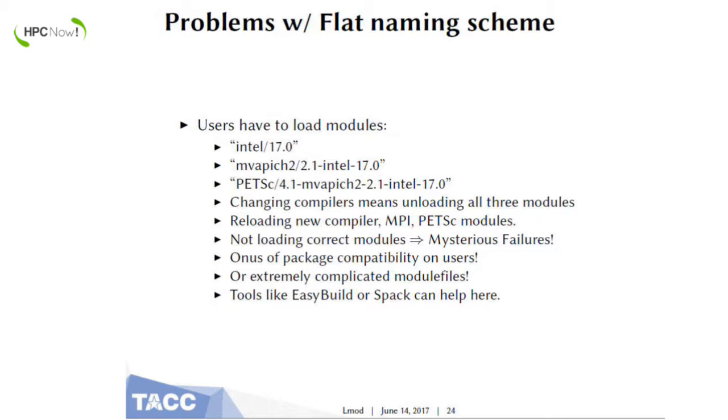With a flat naming scheme, the user has to load the Intel 17 compiler, load the package that worked with it, and then load the version of PETSc. Changing the compiler means unloading all 3 modules and then reloading what you started with. Not loading the correct modules can lead to mysterious failures. It might work some of the time, but usually doesn't, and it can fail in mysterious ways. The onus of compatibility is on your users. If you use a tool like EasyBuild, and I guess Spack does as well, it can write complicated module files for you, but doing it by hand is just a nightmare. Okay.